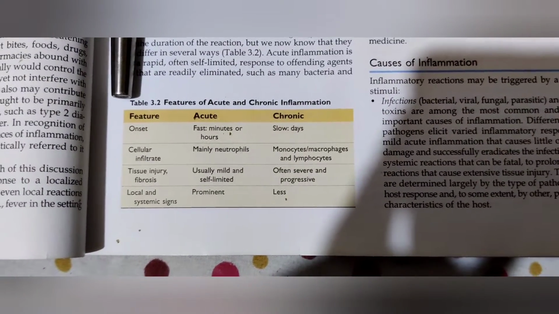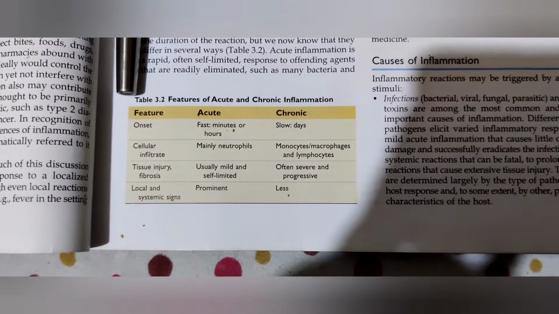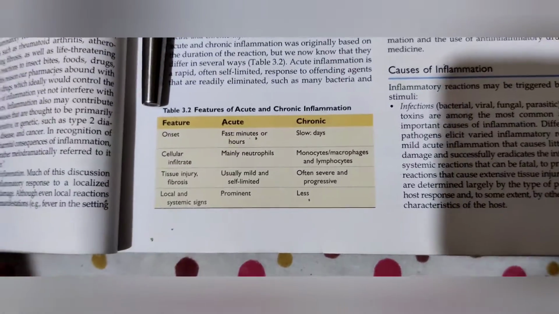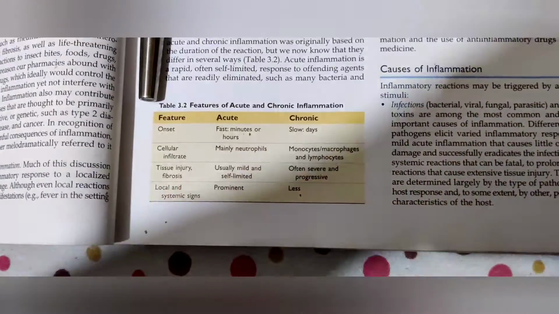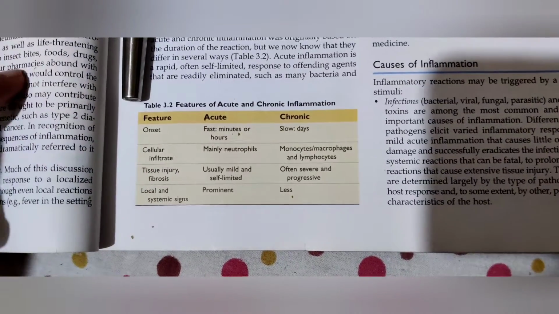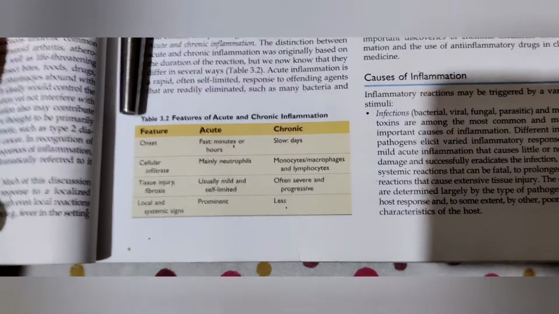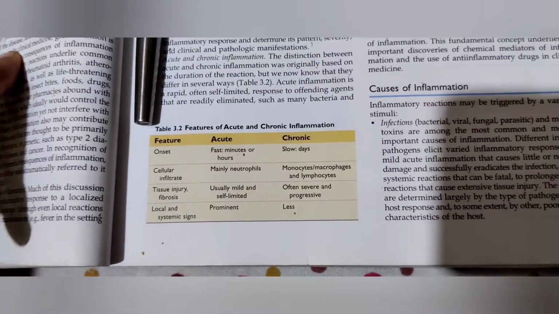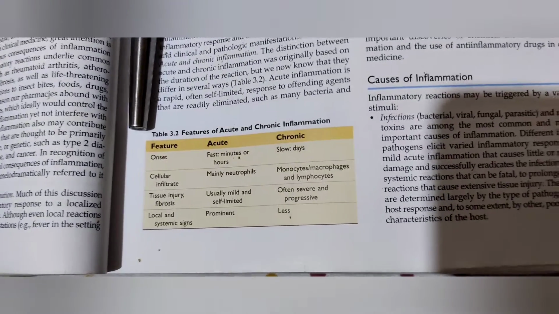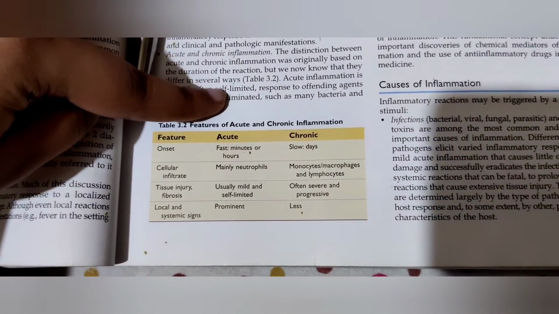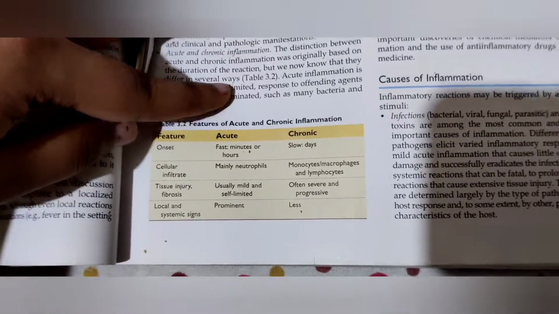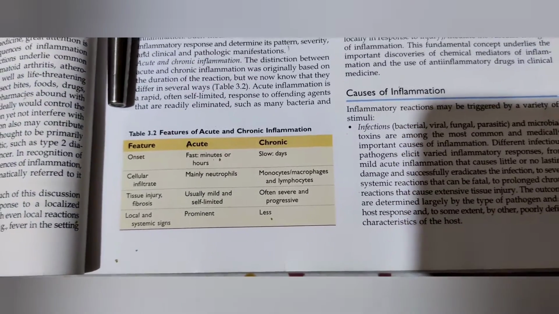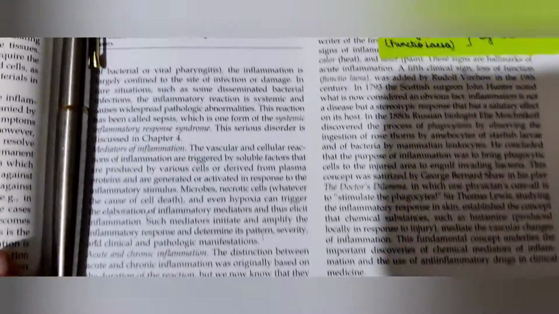Inflammation is divided into acute and chronic inflammation. So we will start by discussing the difference between them. Onset of acute inflammation is fast, within minutes or hours of injury, and chronic inflammation takes days. The major leukocyte in acute inflammation is neutrophils. In chronic inflammation it is monocytes or macrophages and lymphocytes. Tissue injury in acute inflammation is usually mild and self-limited. In chronic it is severe and progressive. And local and systemic signs in acute will be prominent, whereas they will be less in chronic inflammation.